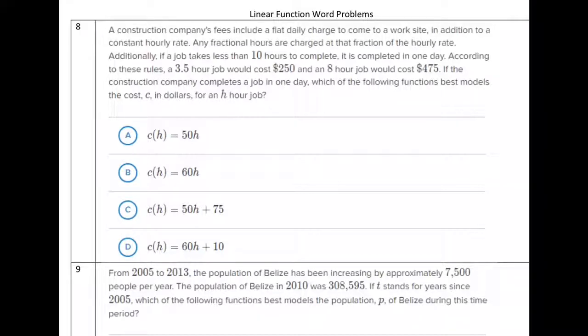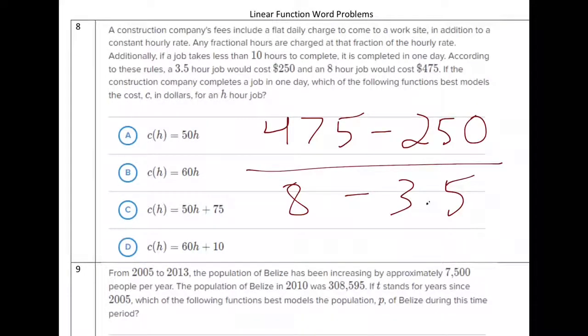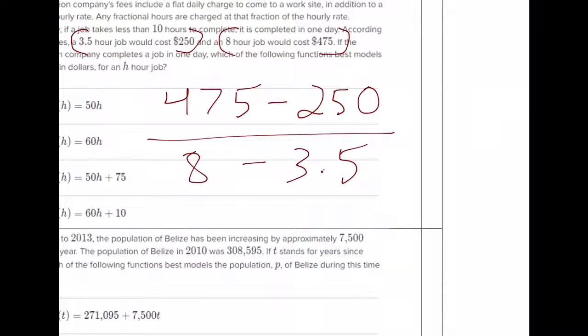If the construction company completes a job in one day, which of the following functions best models the cost C in dollars for an H-hour job? We can treat these like coordinates: (3.5, 250) and (8, 475). Then we can use the slope formula, y2 minus y1 over x2 minus x1. This gives us 475 minus 250 divided by 8 minus 3.5. If we subtract straight across, we get 225 divided by 4.5. If you simplify this, we get 50, which tells us that we're going to charge $50 as an hourly rate.